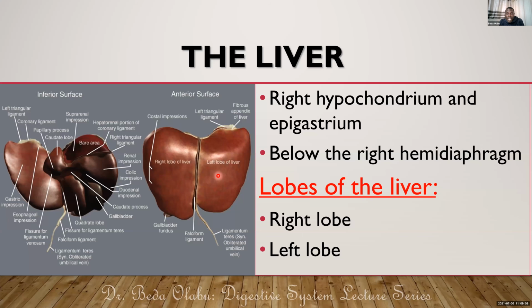A total of 9 segments, named segment 1 up to 8, with segment 4 having A and B. So they have a total of 9. And usually this is segment 1, that's segment 4B. That's segment 2. That's segment 3. The rest, I think, we will talk about practically, not virtually like this.